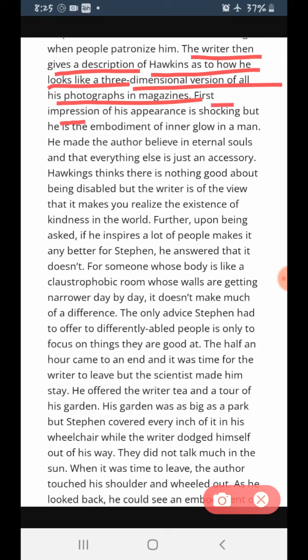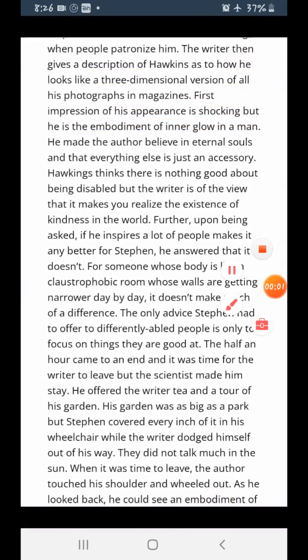The first impression of his appearance is shocking, but he is the embodiment of inner glow in a man. So when he first saw his appearance, he was totally shocked. Right? But he is the embodiment of inner glow in a man. Stephen Hawking is really an embodiment of inner glow in a man. That means you can say he is the one in whom we can totally believe. Clear?